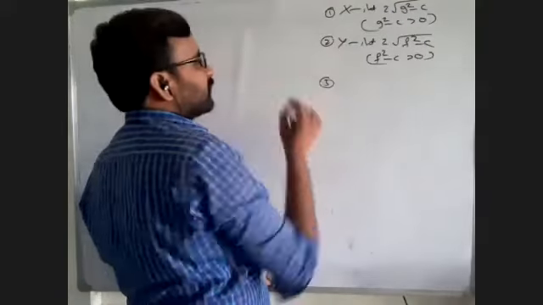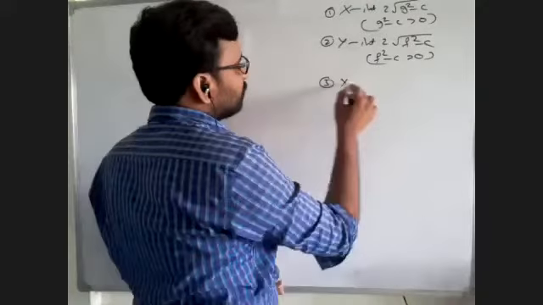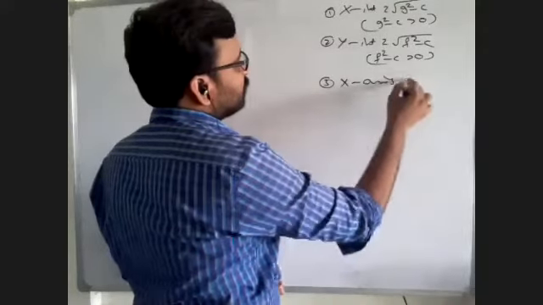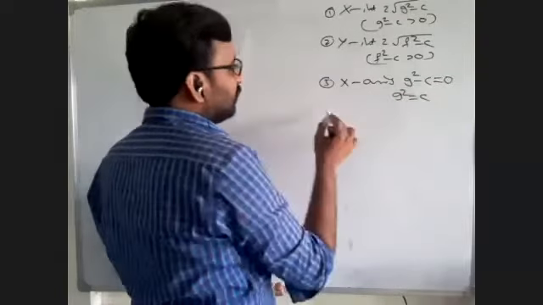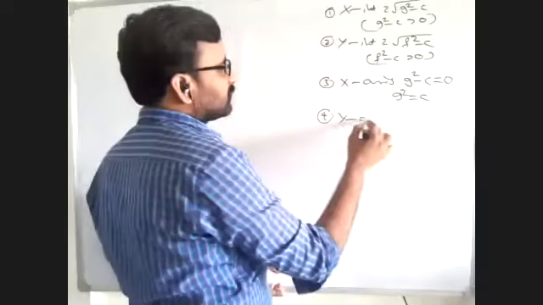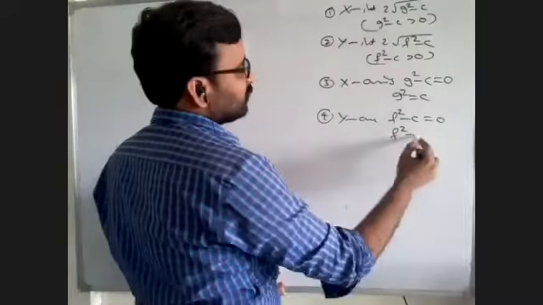And if a circle touches, this is intercept, this is touches. If a circle touches the x-axis, then the condition is g square minus c is equal to 0, or g square is equal to c. If a circle touches the y-axis, then the condition is f square minus c is equal to 0, or f square is equal to c.